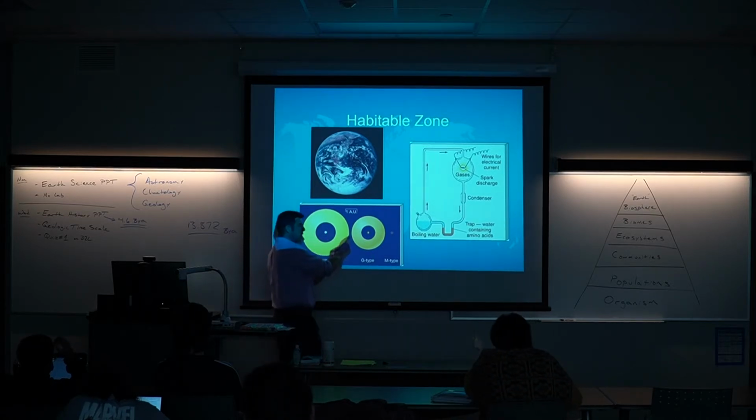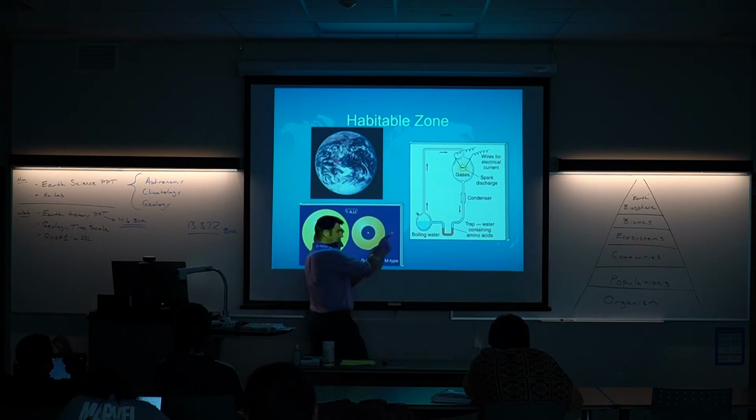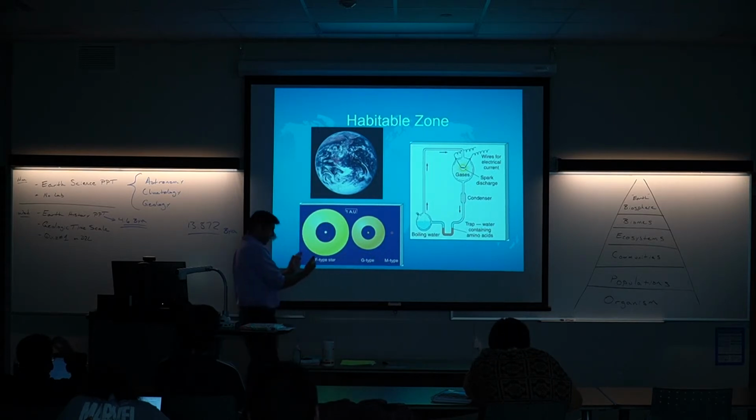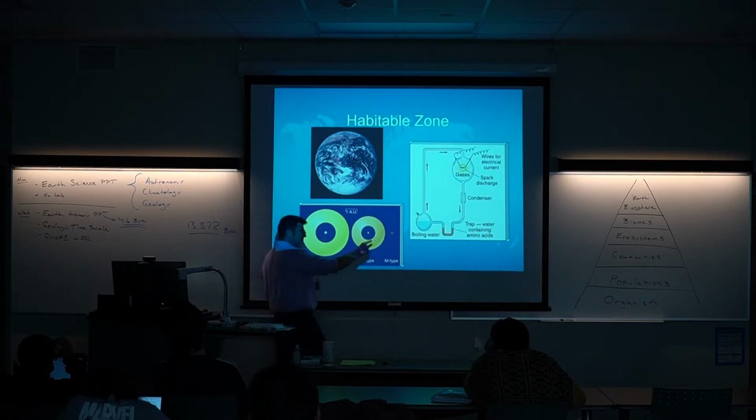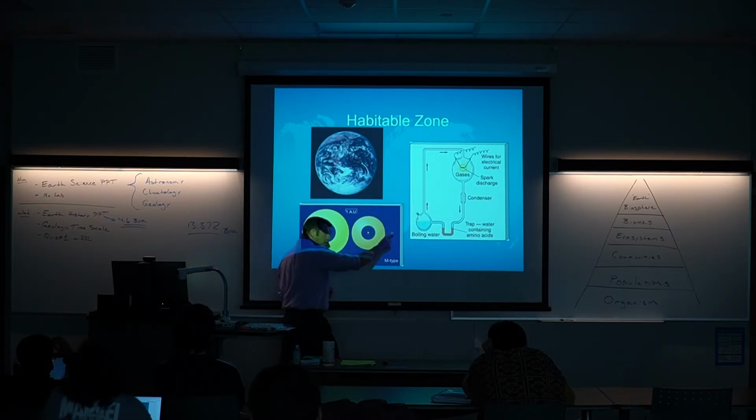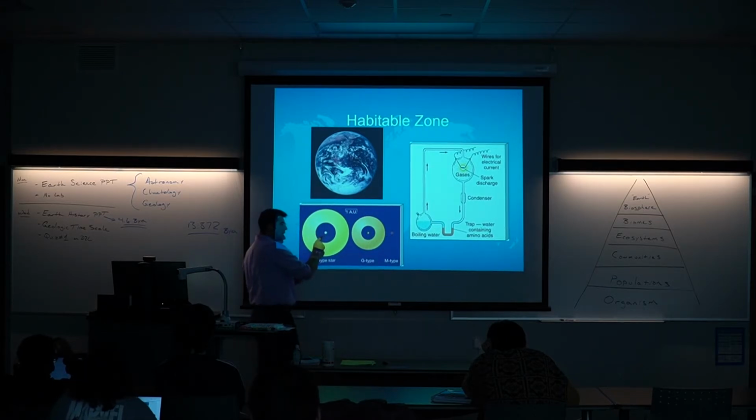You can see as the star gets smaller, it doesn't burn as bright, so the range of this habitable zone becomes smaller. I will say this, even though the range of the habitable zone is smaller there, these stars live way longer than the bright stars. So there's a larger habitable zone here, but these planets are not going to last as long before this star explodes.